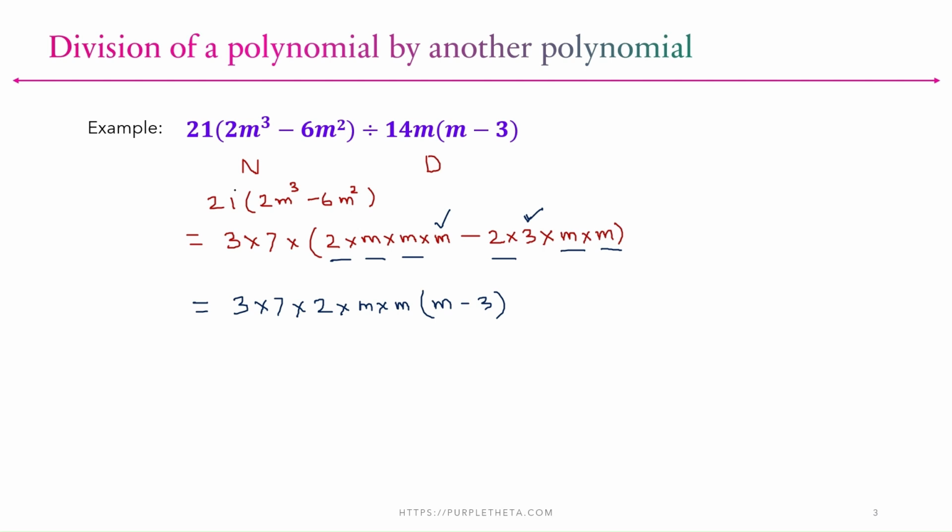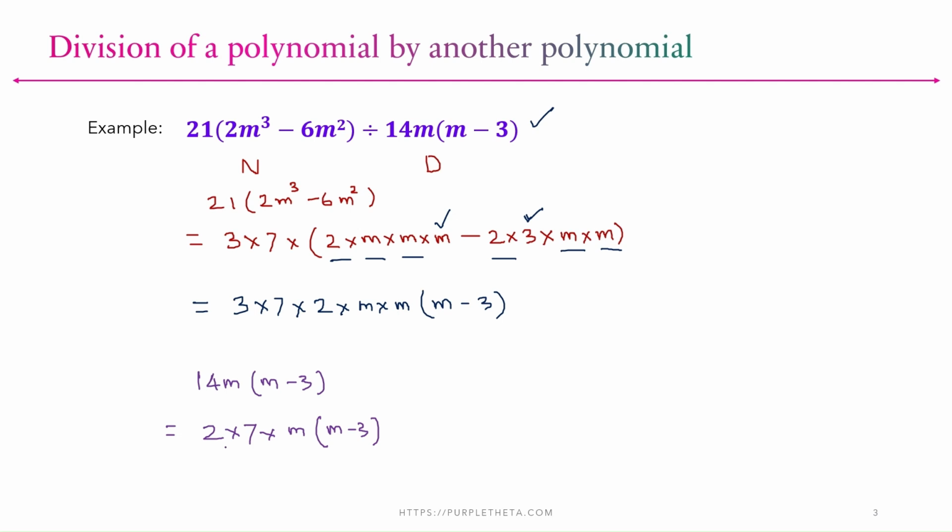Now let us look at the denominator. It is 14m multiplied by, in a bracket, m minus 3, right? So this is already in factor form. We do not need to factorize it further. However, to make the division simpler, we can break 14 into its factors, right? Let me write it down. For the denominator, we have 14m in a bracket m minus 3. Here we can break 14 into its factors. 14 will be written as 2 multiplied by 7, then we have m, and in the bracket m minus 3, right? So this is what we get when we break 14 into its factors, right?